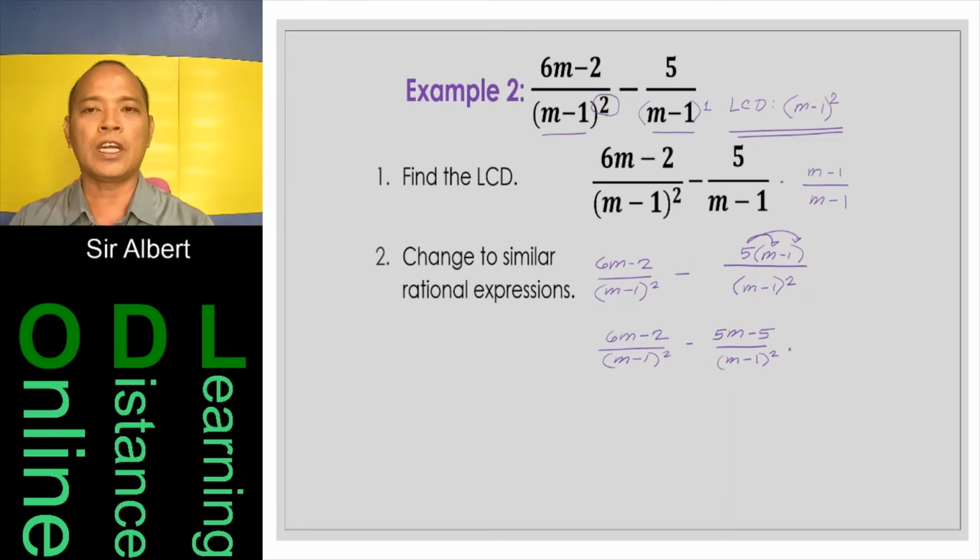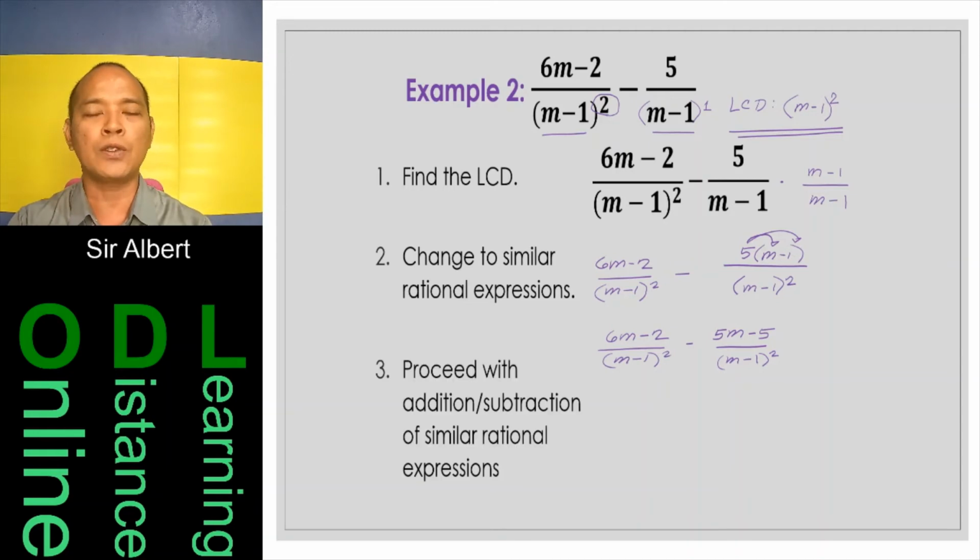You would see here in our latest expression that we are now going to work with expressions that have the same denominator. Since the denominators are now the same, we would now move on with how to operate with similar rational expressions. The way we do that, we operate with the numerators and copy the common denominator. So, working on the numerators, this would give us 6m - 2 minus the entire second numerator of 5m - 5.